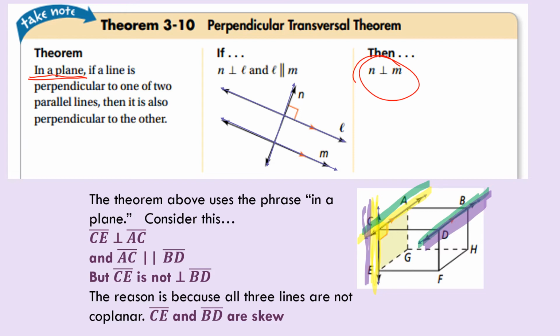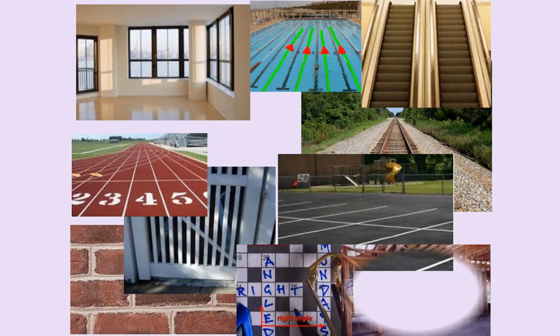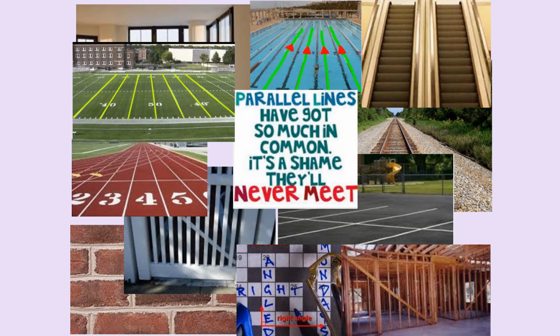The two theorems, 3-8 and 3-9, we don't have names for those, so we'll just refer to them as 3-8 and 3-9 for now. If we look at all these pictures here, there are examples of parallel lines and perpendicular lines everywhere. This is just a little funny for you: parallel lines have so much in common, it's a shame they'll never meet.